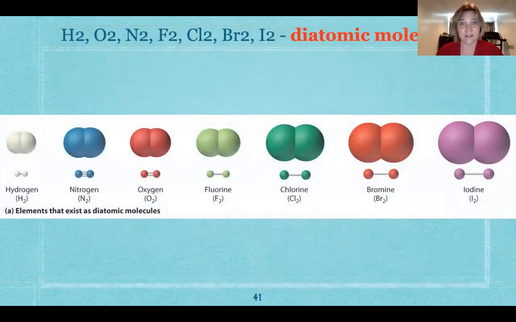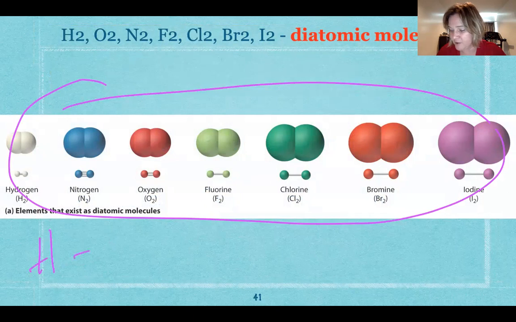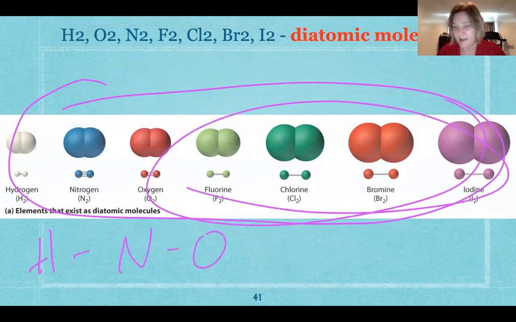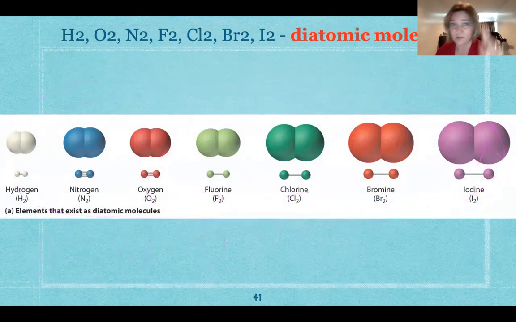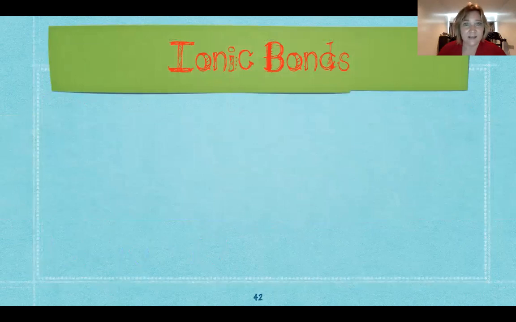Now, one important thing is for diatomic molecules, I want you to remember these. Basically it's hydrogen, nitrogen, oxygen, and then the halogens, which are group 17. These are diatomic, which means they come in pairs naturally. So you don't ever just see one hydrogen atom, one nitrogen atom, or one oxygen atom. It always comes in pairs. Remember that.